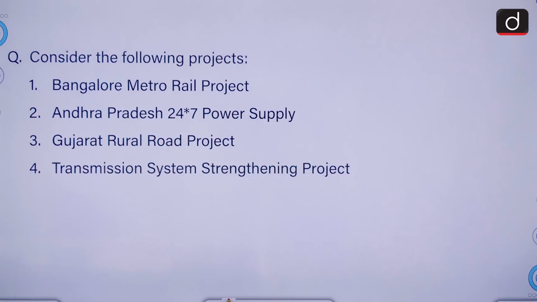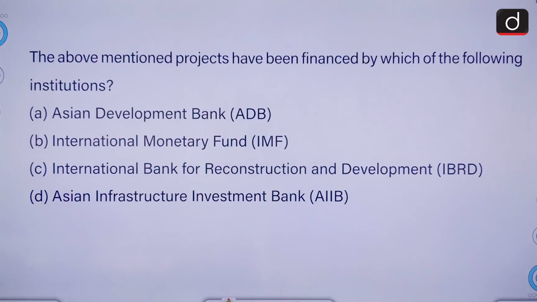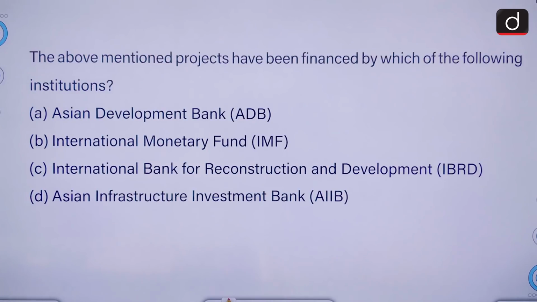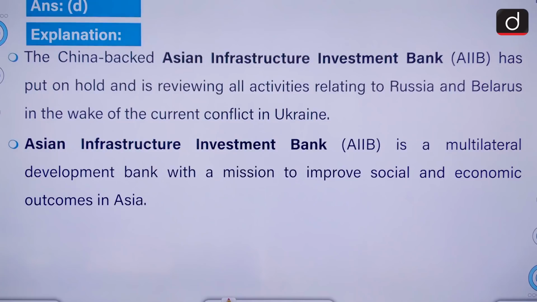Consider the following projects: Bangalore Metro Rail Project, Andhra Pradesh 24/7 power supply, Gujarat Rural Road Project, Transmission System Strengthening Project. The above mentioned projects have been financed by which of the following institutions? So the correct answer is option D, Asian Infrastructure Investment Bank. The China-backed AIIB has put on hold and is reviewing all activities relating to Russia and Belarus in the wake of the current conflict in Ukraine.